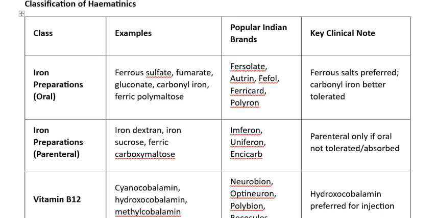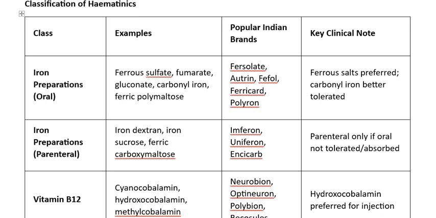Yes, the notes mentioned brands like Fursolite, Autran, Fefol, Ferricard, and Polyron. You'll likely see these around. Any key clinical points about these oral forms? Yeah, a practical one. Ferrous salts generally have better absorption, but carbonyl iron is often preferred because it tends to cause fewer side effects. It's often better tolerated. Tolerability. That's huge in practice, isn't it, for getting patients to actually take the medication?